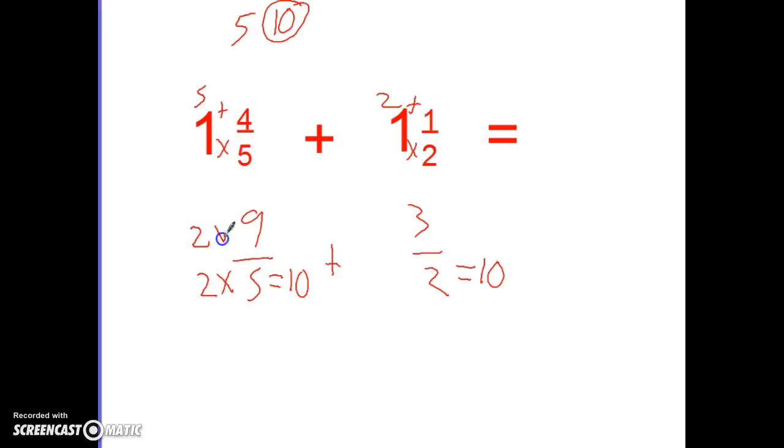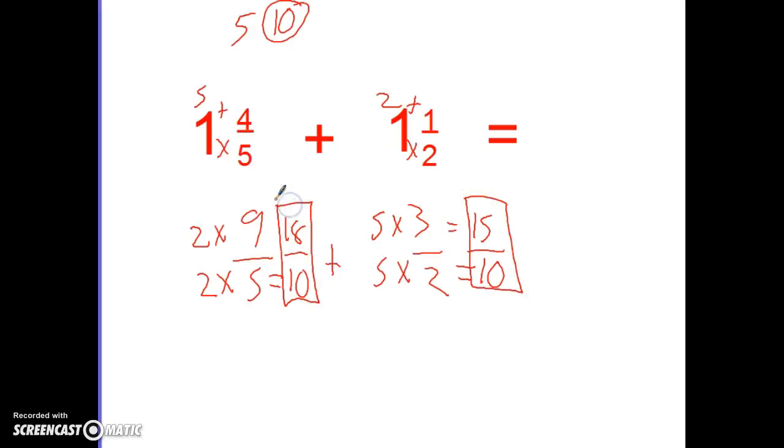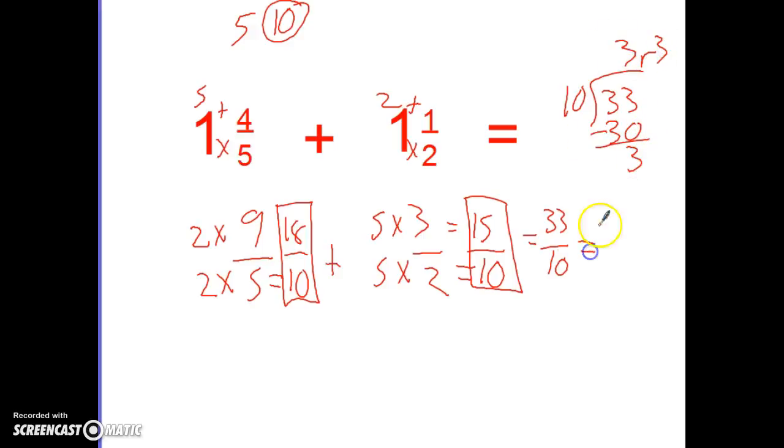2 times 5, so 2 times 9 is 18. 1 and 4/5 is really 18 tenths. 5 times 2, so 5 times 3 is 15 tenths. I like to just put a square something around mine because in all this work we're doing, sometimes you get lost on what is your new fraction. 18 tenths plus 15 tenths equals 33 tenths. Division on this one's going to be a lot easier than that last one. How many tens in 33? Just 3 of them with the remainder of 3, so it equals 3 and 3 tenths.